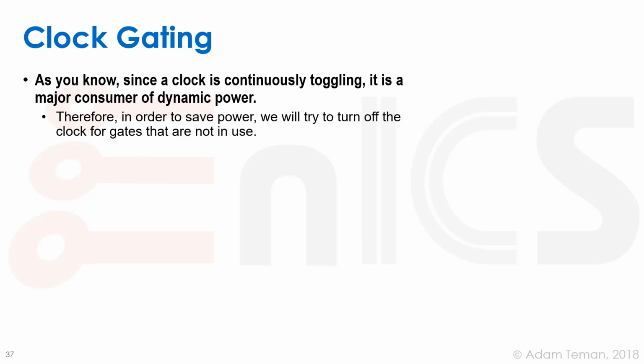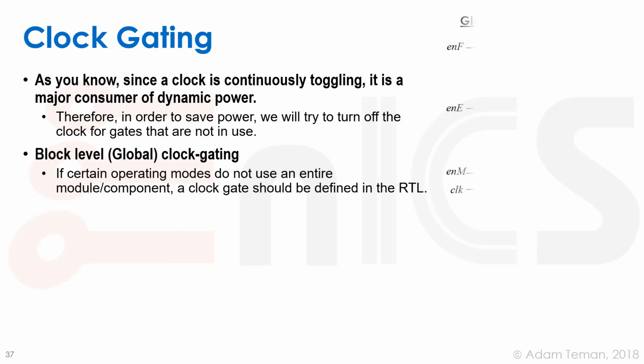A very important point, and I decided to put it here, is clock gating. The clock is continuously toggling. It has a very high activity factor, and so it's a major consumer of dynamic power. Therefore, in order to save power, we will try to turn off the clock for gates that are not in use, and that's called clock gating.